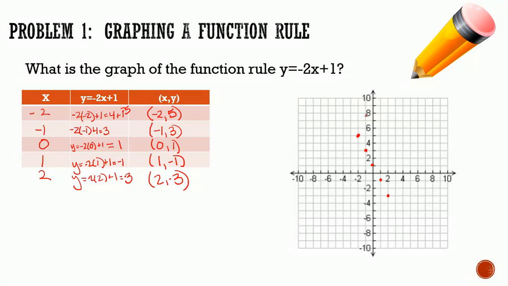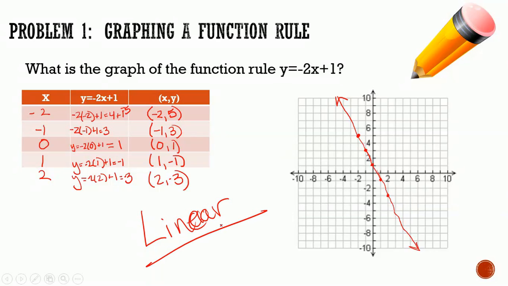Right there. Now we need to connect our dots with a nice straight line, better than Marsh can do. Ooh, that's actually not too bad. She's kind of wobbly. So that is my function rule. Now, this is a linear function, right? Because it makes a straight line when you graph it. So this is a linear function.